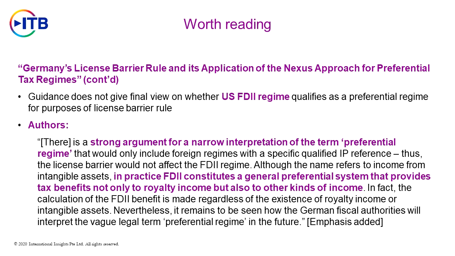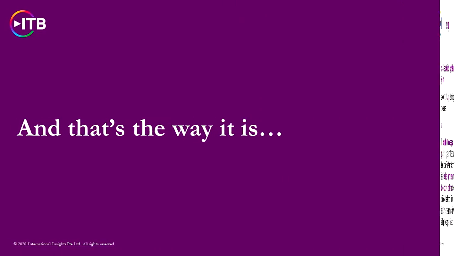Although the name refers to income from intangible assets, in practice, FDII constitutes a general preferential system that provides tax benefits not only to royalty income, but also to other kinds of income. In fact, the calculation of the FDII benefit is made regardless of the existence of royalty income or intangible assets. Nevertheless, it remains to be seen how the German fiscal authorities will interpret the vague legal term preferential regime in the future.